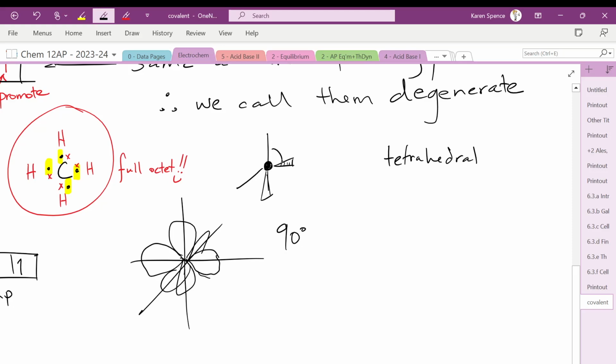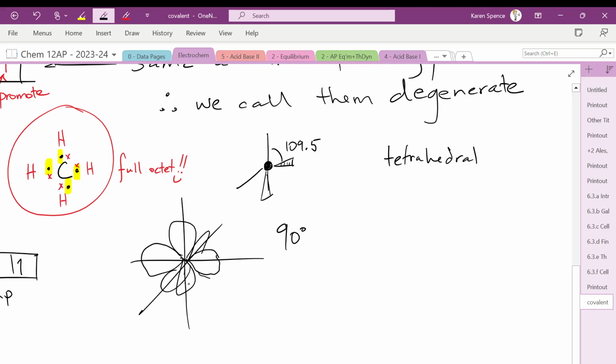What is the bond angle in a tetrahedral structure? 109.5. And quite frankly, AP is incredibly forgiving in terms of bond angles. If you were to say 110, they'd probably be good with that. So if you can remember 110 better than 109.5, you're probably okay.